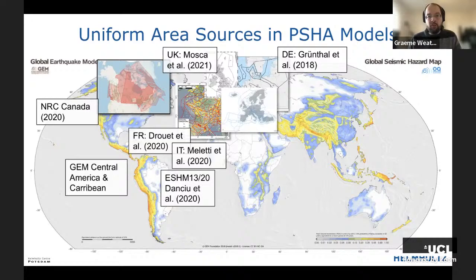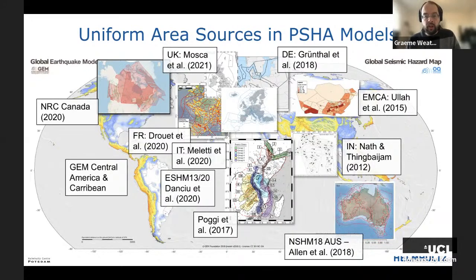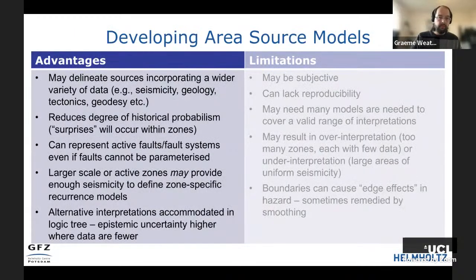And when we go to Europe, you see them really in all the national models, and the European models will have some source models that are area source model based in the UK, Germany, France, Italy, and at the European scale. They've been used in sub-Saharan Africa by PSHA et al., in Central Asia, in the EMCA model, in India, and also in Australia. So again, much like smooth seismicity, these area source models are used really across the world.